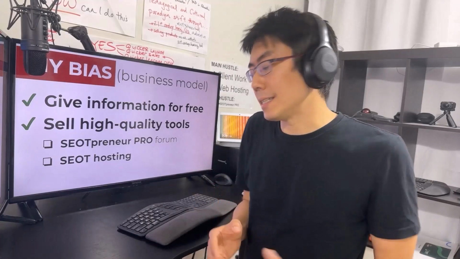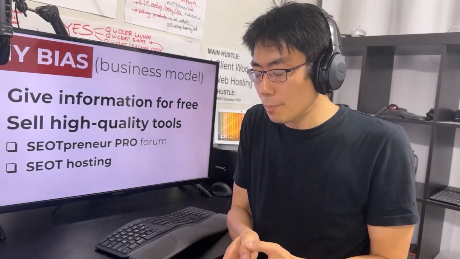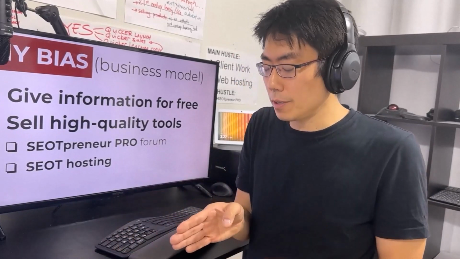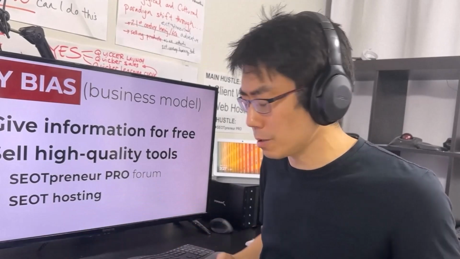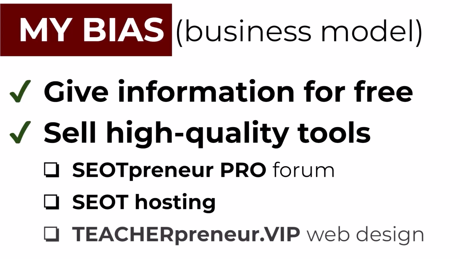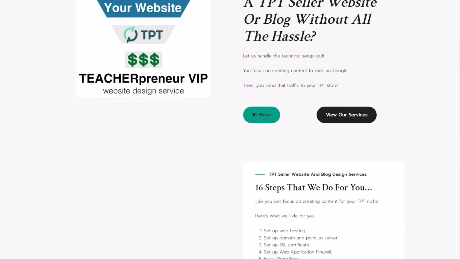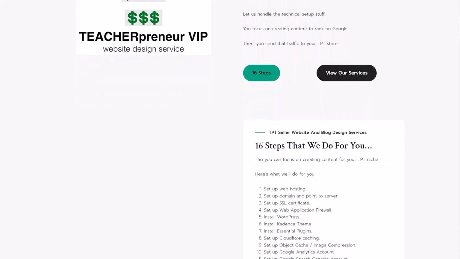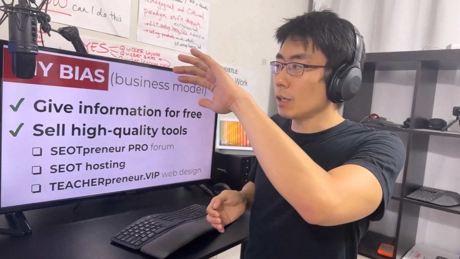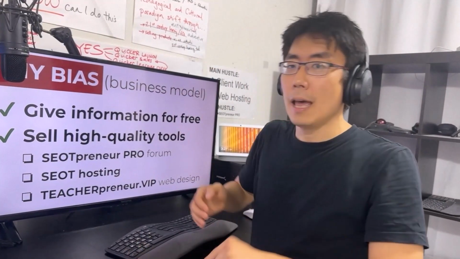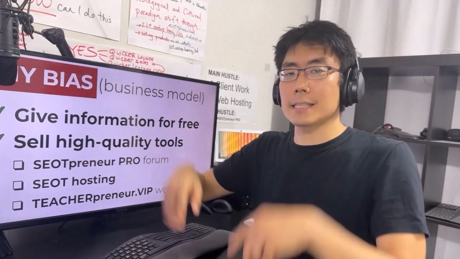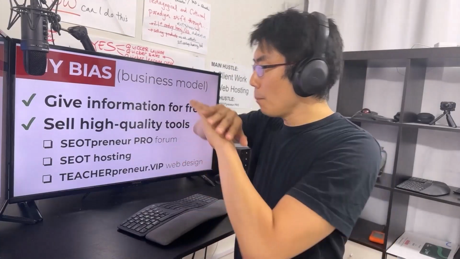But then I realized setting up the WordPress site and figuring out how to point the domain name and setting up Google Search Console, all of that stuff is tough. So I created Teacherpreneur.vip, which is a website design service to just get you started. And then once you've started, I'll create that basic homepage for you, and I'll take one of your newsletters and turn it into a post, and I'll set up the Google Analytics and the Google Search Console, and I'll basically set it up for you.